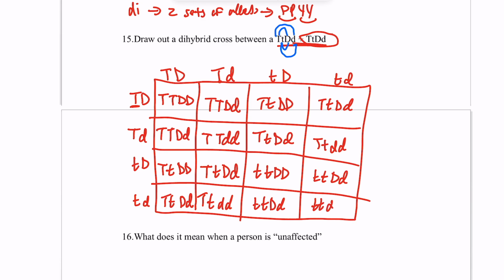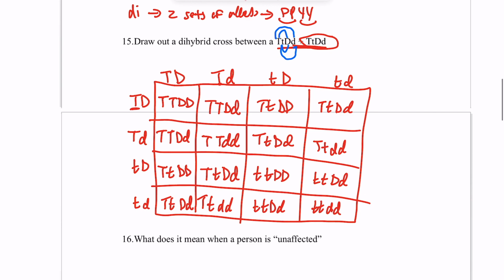So again, we said our ratio was 9, 3, 3, 1. So this 9 is going to be a dominant trait in all of the alleles. So let's highlight this. So dominant in all. Look at this first square up here. Big T, and big D. That's dominant in all of those. So we'll highlight that. And now look at the second one.